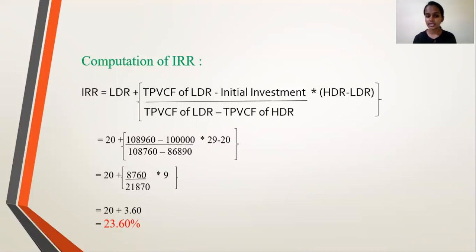And that is how you get the answer, 23.60%. So this is the percentage at which you can get a positive NPV, that we saw before. So that is like a profit actually. Here this percentage gives you the break even.